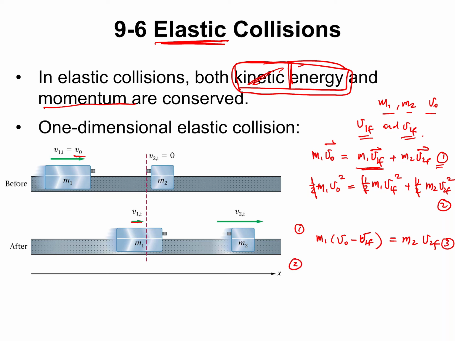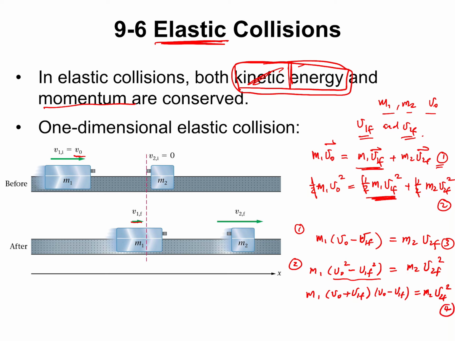From 2, you can just move m1 v1f squared to the left side. So m1 (v0 squared minus v1f squared) equals m2 v2f squared. And this you can further factor: m1 (v0 plus v1f)(v0 minus v1f) equals m2 v2f squared. So this is equation 4.